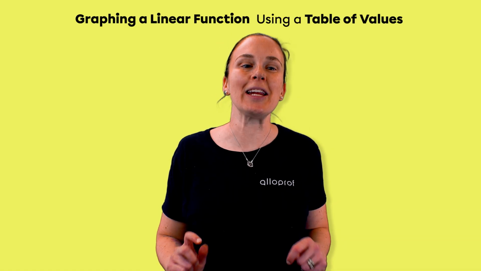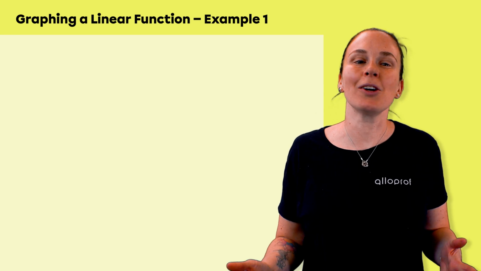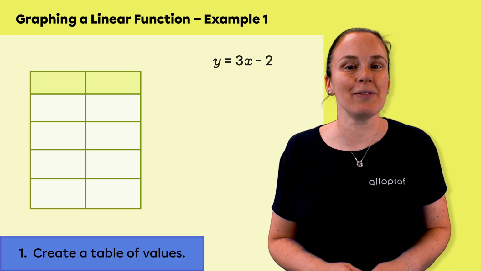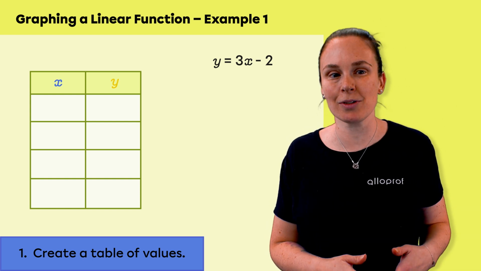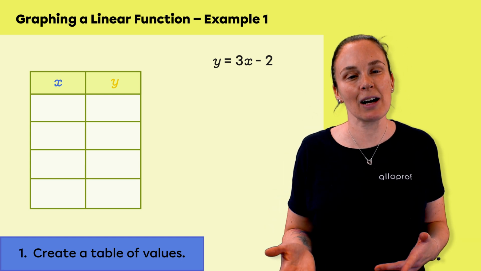In this video, I'll show you how to graph a linear function by creating a table of values. Let's graph the line with the equation y equals 3x minus 2. To construct the table of values, first choose some x values and then calculate the corresponding y values. You want to have at least 2 points, x and y, to graph the line correctly.